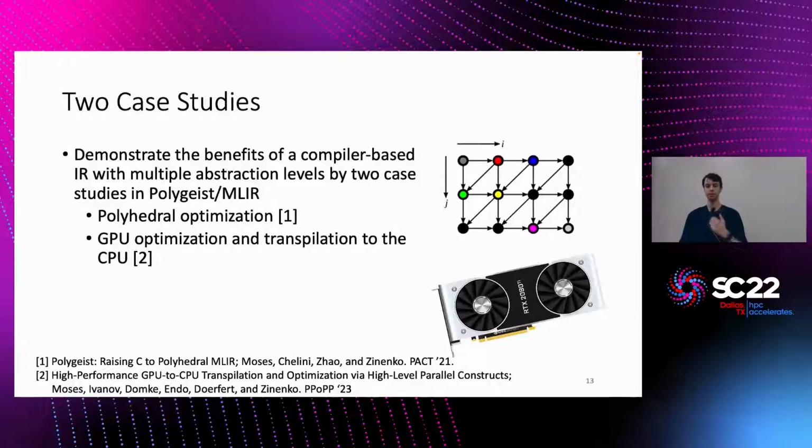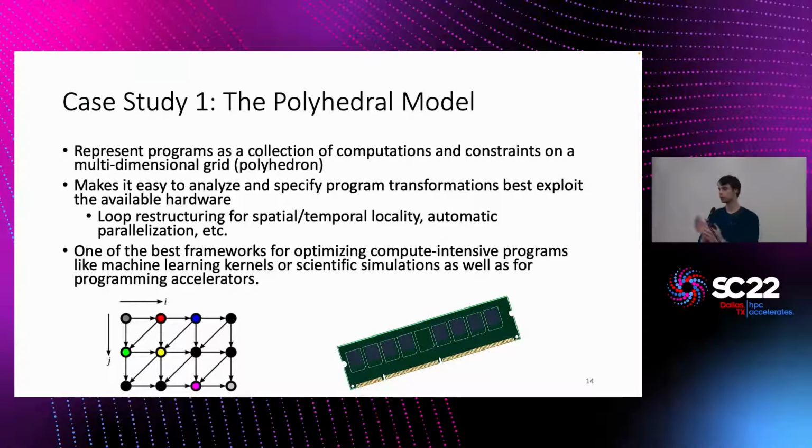I'm going to begin by talking about 2 specific case studies that we've done using this ability to represent the high-level semantics of the code. The first case study is going to be one of polyhedral optimization, and this was first published in PACT last year. The second is being able to take generic GPU code, understand the parallelism within that GPU code, and moreover, transform it and get it to run in a completely different system than it was originally targeted for. So let's start by talking about the polyhedral model.